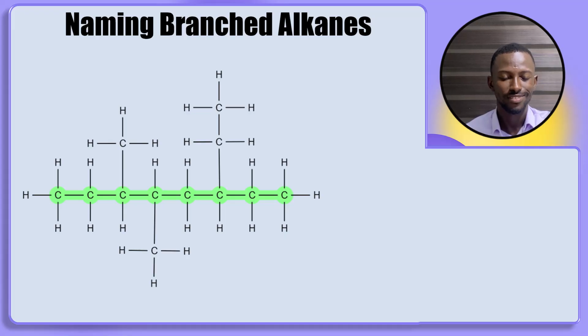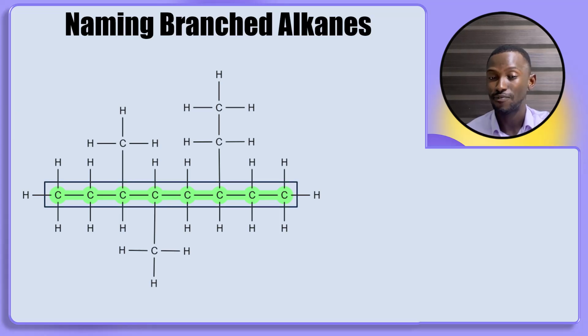Good. So how do we name this organic compound? First of all, we have to identify the longest continuous chain, and there are a lot of possible longest continuous chains here. This is the first and obvious one. If we check the number of carbons, we have 1, 2, 3, 4, 5, 6, 7, 8. 8 carbons in this longest continuous chain.